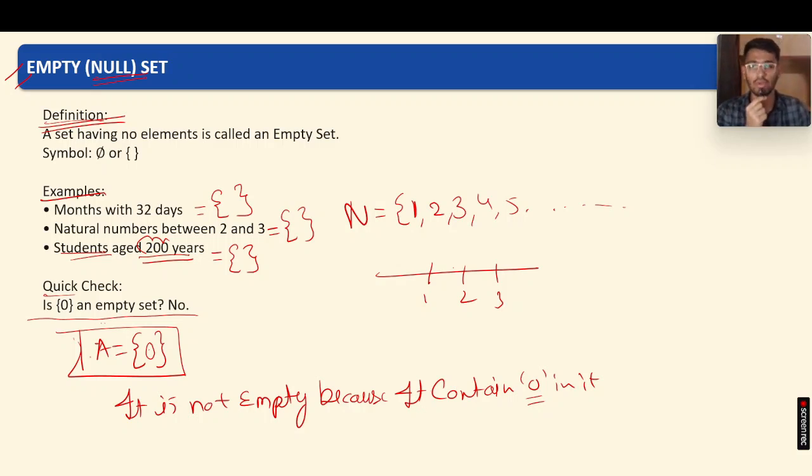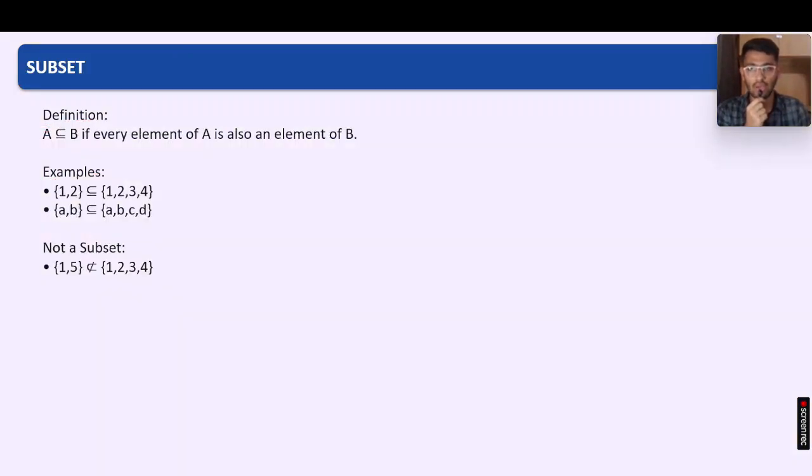I assume you have understood the basic definitions. Now we will go to another very important thing, that is the subset. We have learned that a set is a well-defined collection of distinct objects.